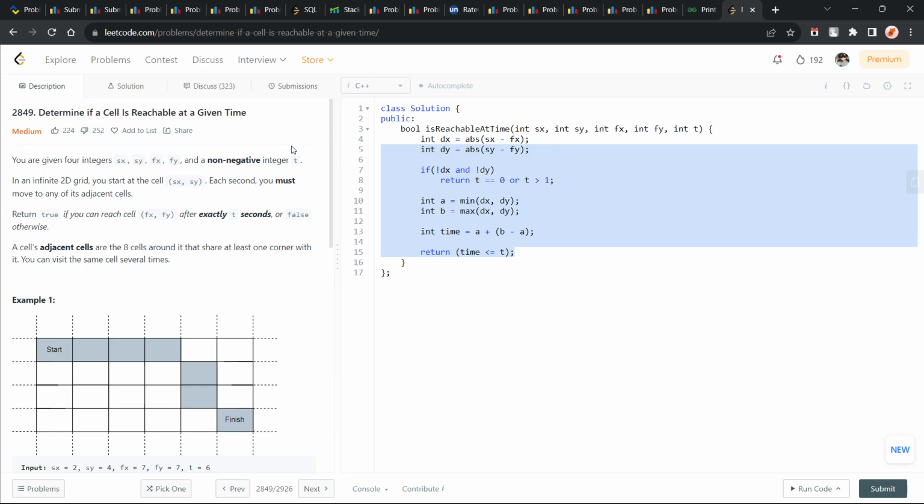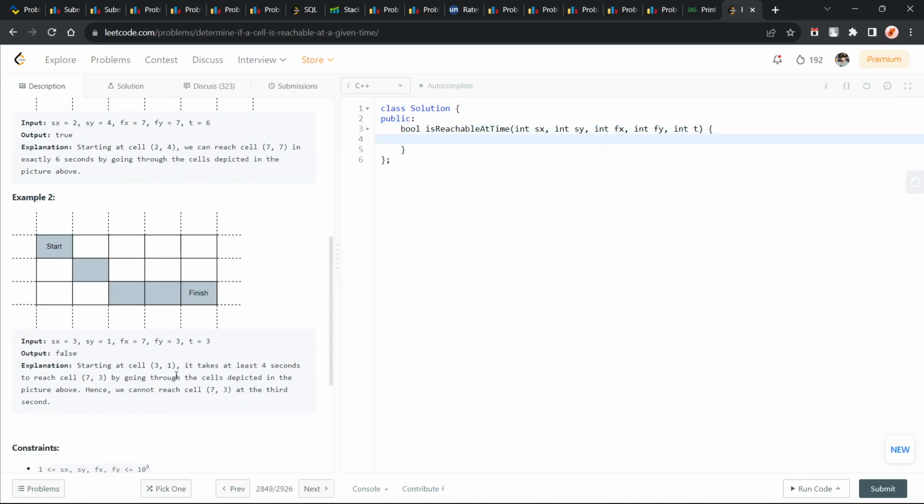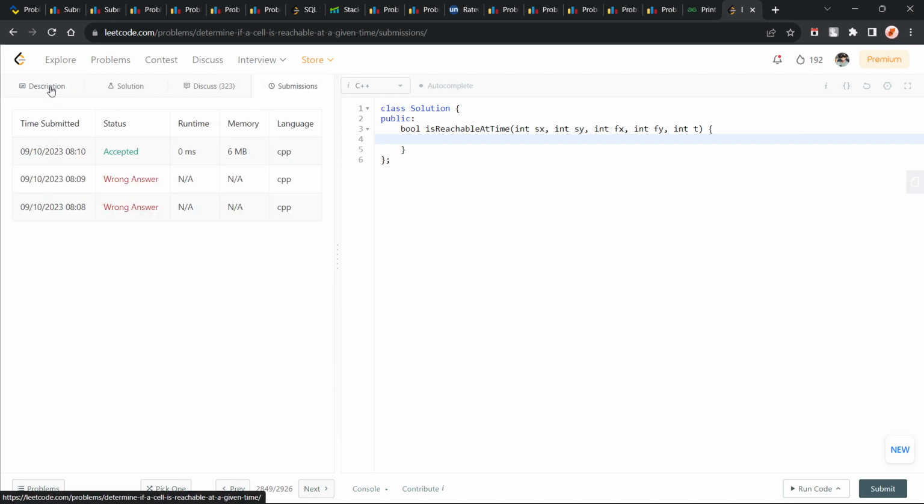But let's just remove this for now. We're not going to talk about it. We are just going to write the fresh code and hope that it works as well, because the last time I did it, I got two wrong answers.